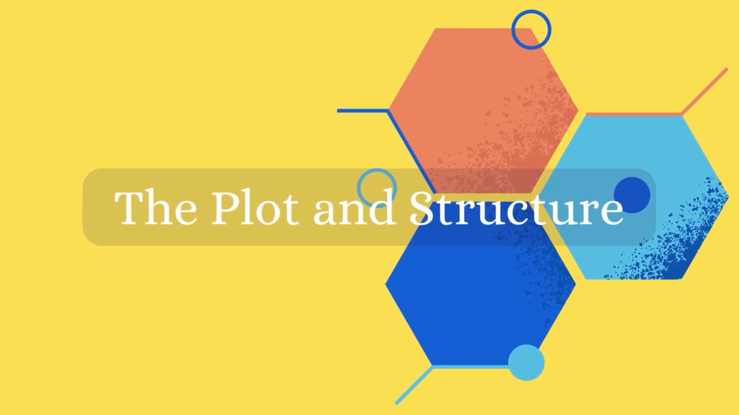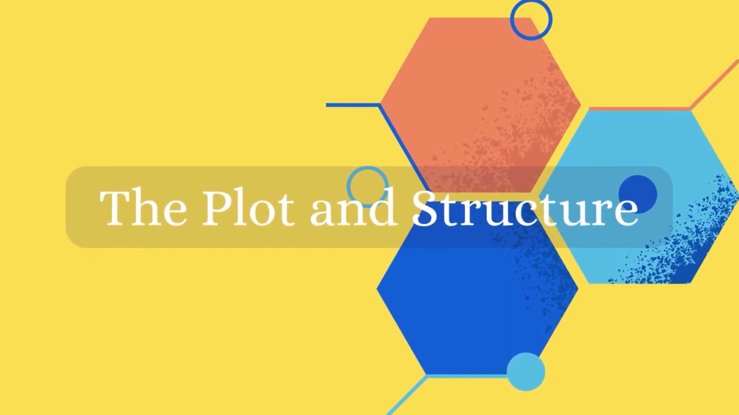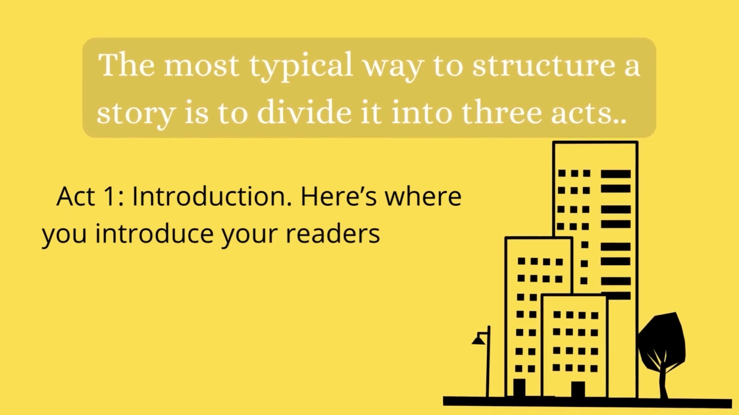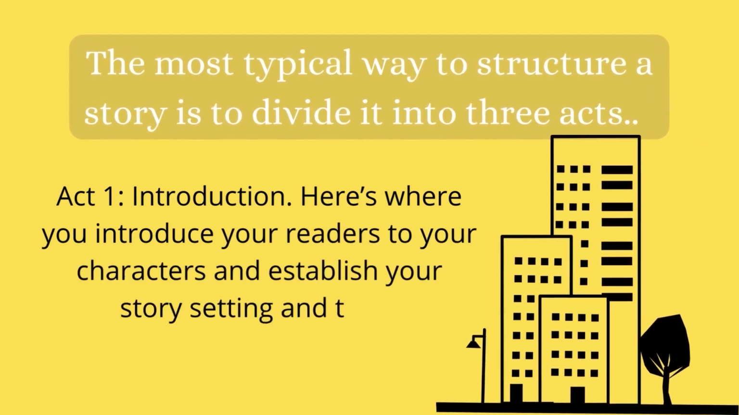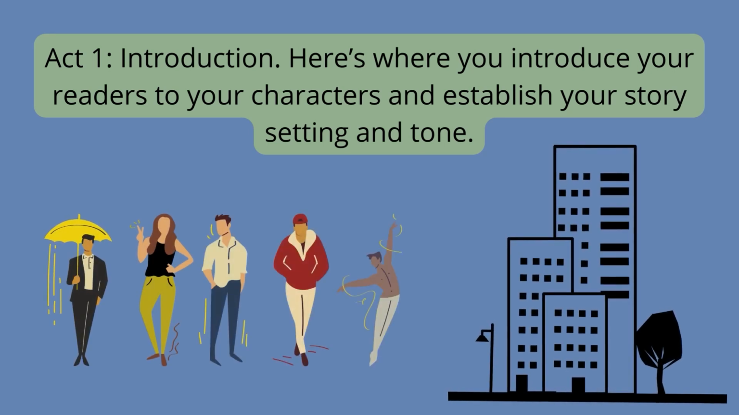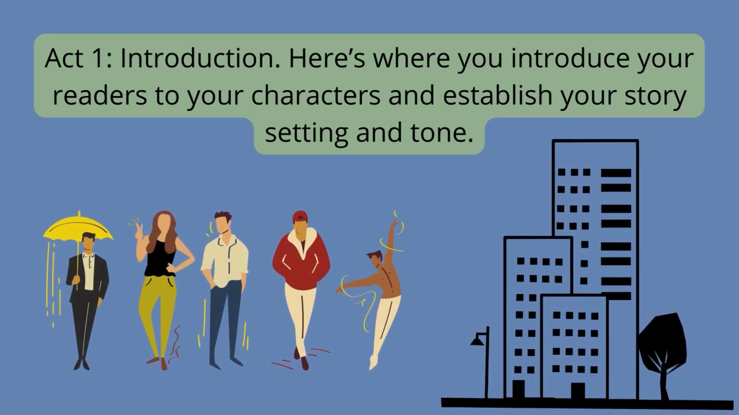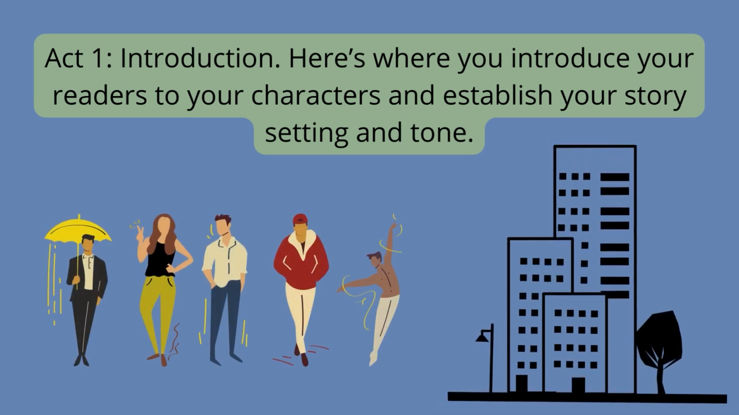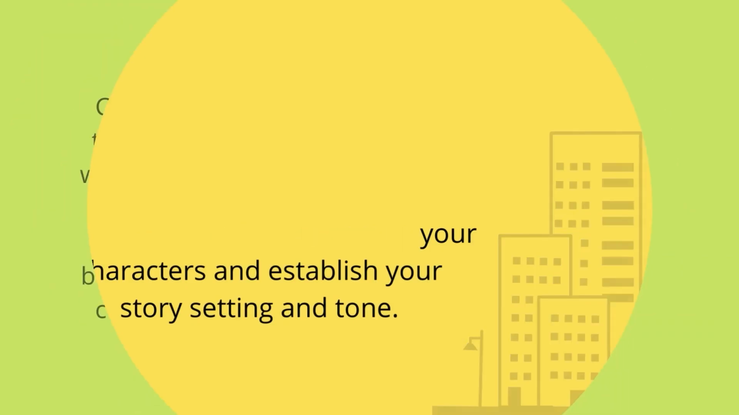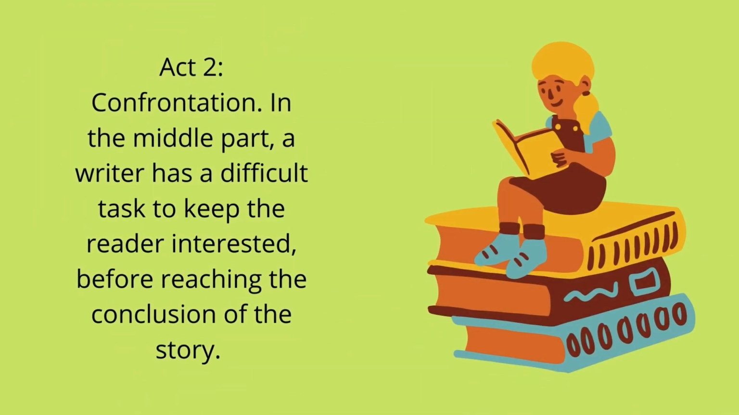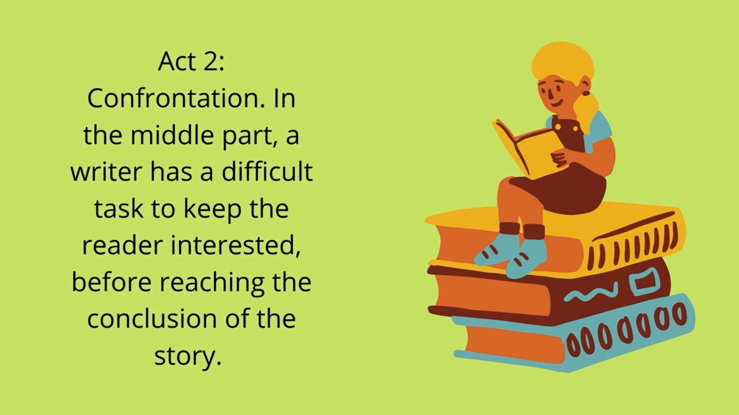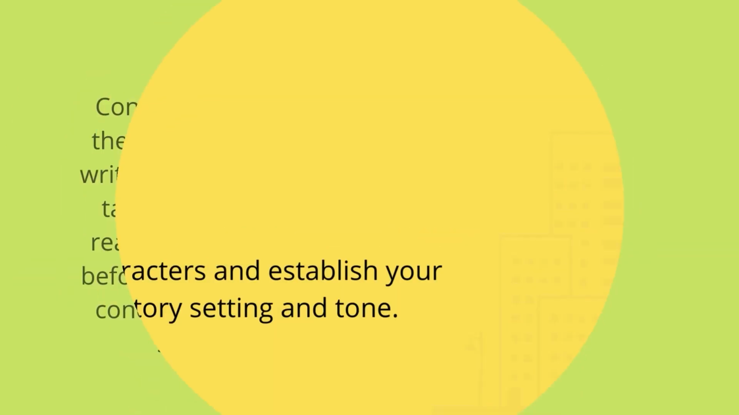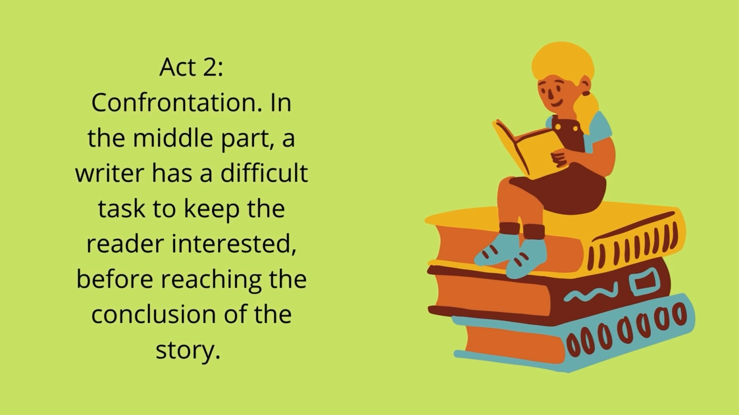Let's understand what is most important to a story, and that is the plot and structure, and how should one design it. The typical way in which a short story is designed is in 3 acts. Act 1 is the introduction. This is where you introduce your readers to your characters, you establish your story setting and the tone. Act 2, this is where the confrontation comes. In the middle part, the writer has a difficult task to keep the reader interested before reaching the conclusion of the story.